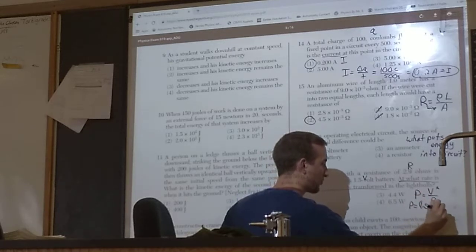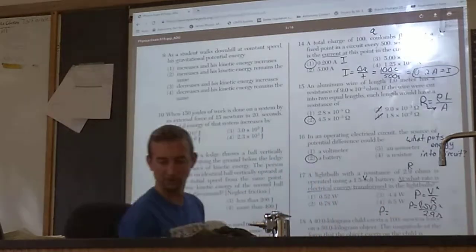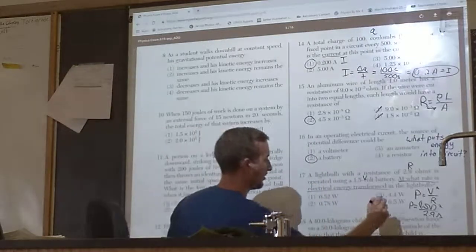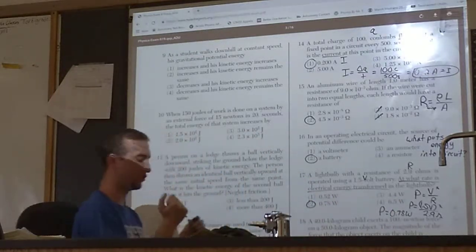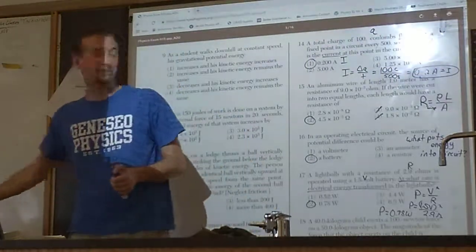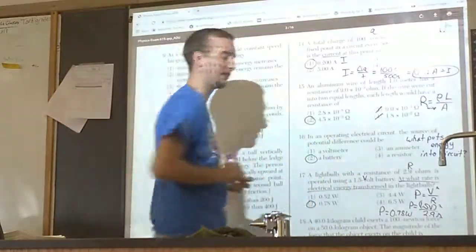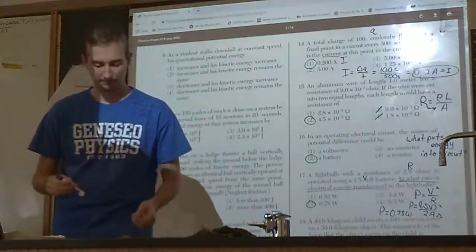All we need to do is plug these in. 1.5 volts squared over 2.9 ohms. The power ends up being equal to 0.78 watts. Very straightforward, but you really should be familiar with those equations, or at the very least, be writing them out and using the reference table. And again, energy being transformed is power.